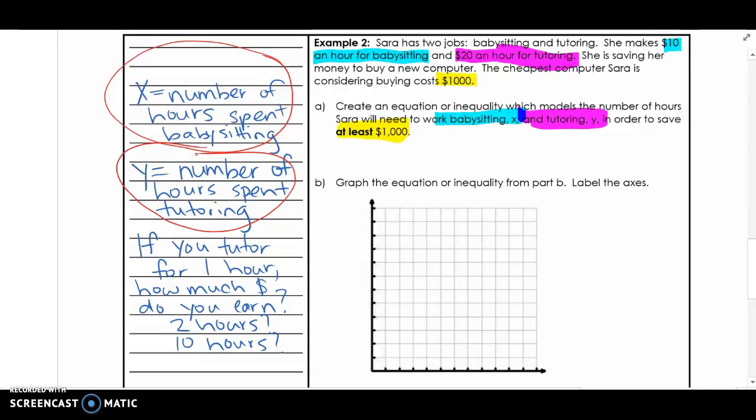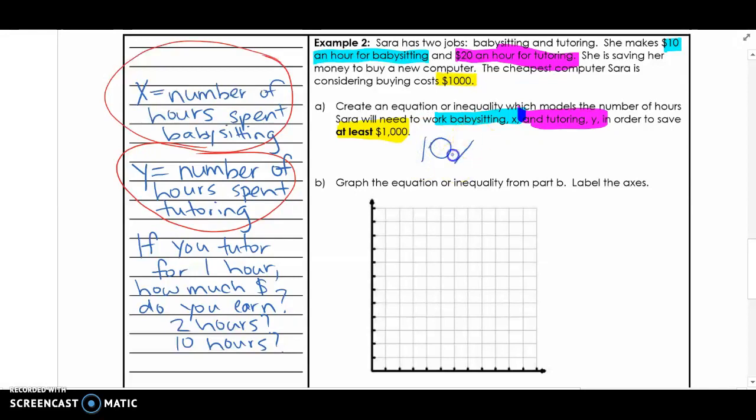And then if you tutor for 1 hour, how much money will you earn? Well, you'll earn $20. If you tutor for 2 hours, you'll earn $40. 10 hours, you'll earn $200. So what are we doing with the Y value, the number of hours you spent tutoring, and the number 20? We are multiplying.